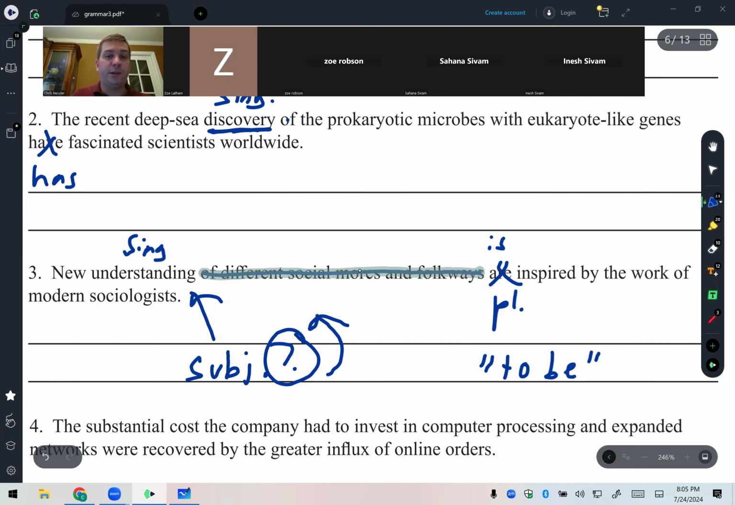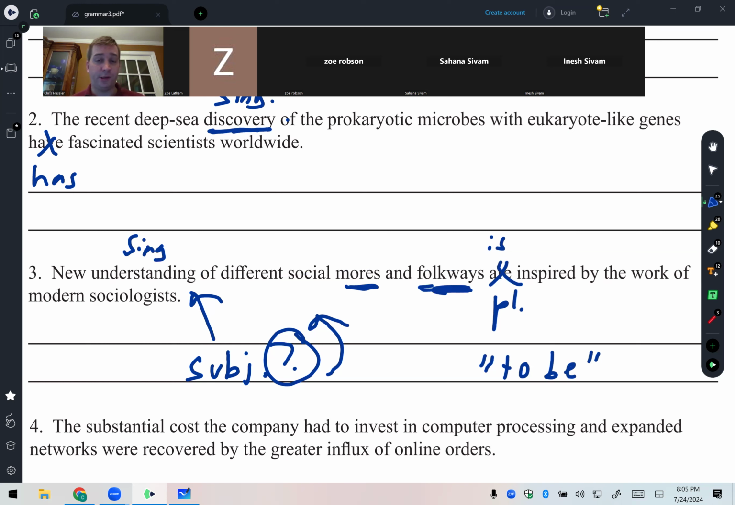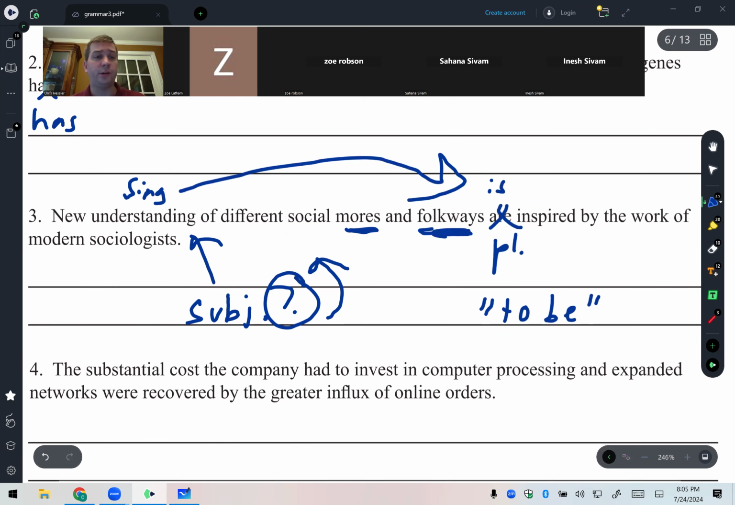Now that I'm happy with the sentence, let's add the rest of the prepositional phrase back. Because they're just trying to trick you. They're trying to make you think that something plural is the subject of the sentence, but singular subjects take singular verb forms. It's just how it works. New understanding of different social mores and folkways is inspired by the work of modern sociologists.